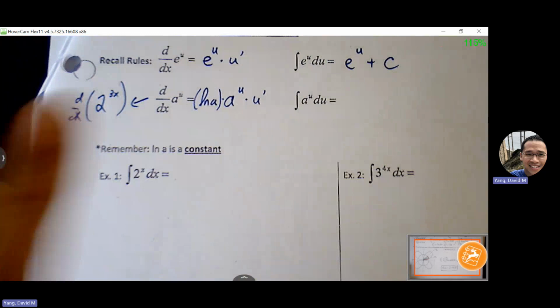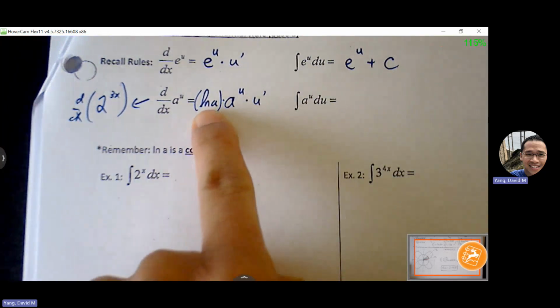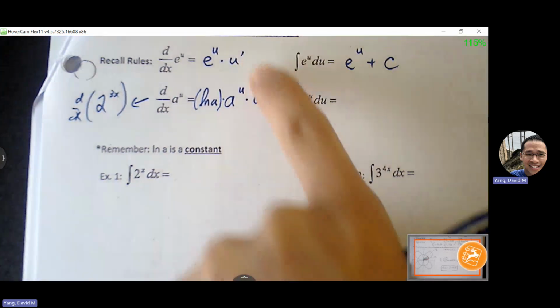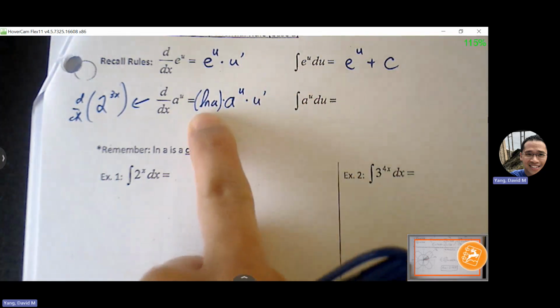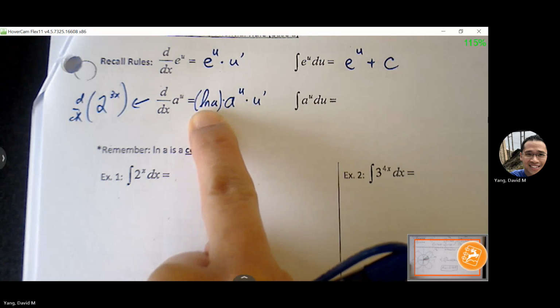Okay. So that's first semester as well. The derivative of a to the u is natural log of a times a to the u times u prime. I want to make sure that we see that it's very similar to e to the u. It just has a little bit of conversion extra in front.